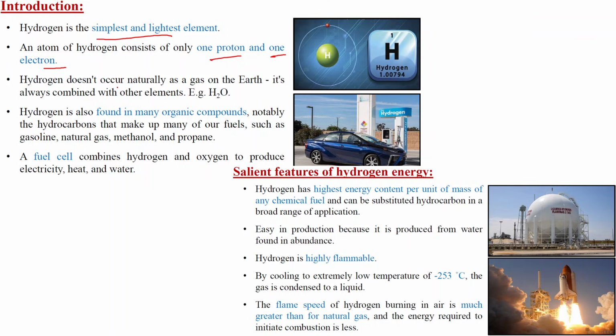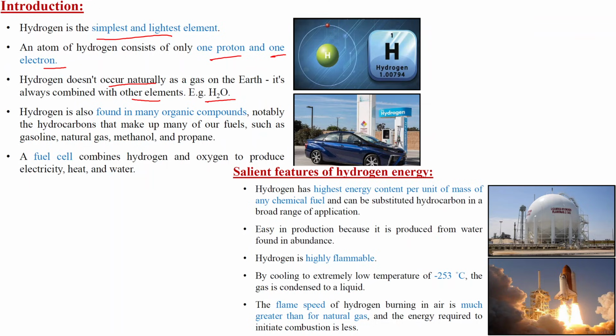The problem is that hydrogen doesn't occur naturally as a gas on the earth. It is not available freely on earth. It is always combined with other elements, such as in water or various hydrocarbons such as methane and ethane. So hydrogen is present, but not freely. You cannot find hydrogen as a gas on the earth. You need to do some kind of reaction with already existing materials, such as water or hydrocarbons, to produce nascent hydrogen, as pure hydrogen gas.